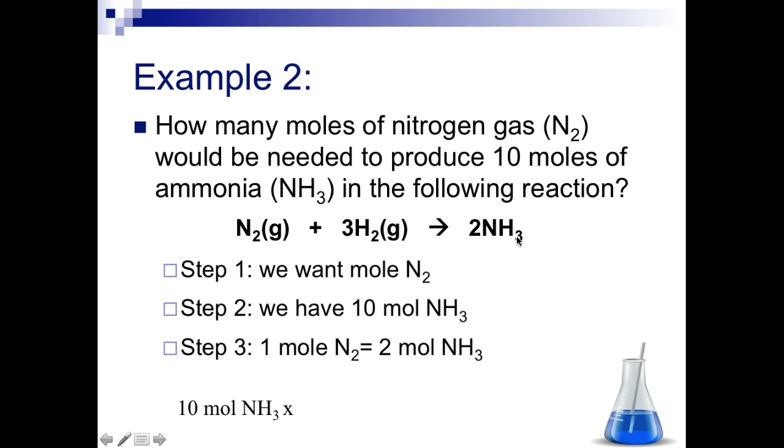So what happens is we start off with what we're given, apply our conversion factor. So we want moles of NH3 to cancel, so moles of NH3 have to go in the bottom, and that's going to be equal to 5 moles of N2.